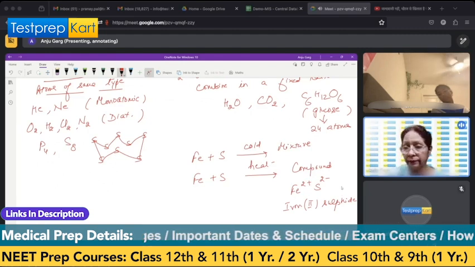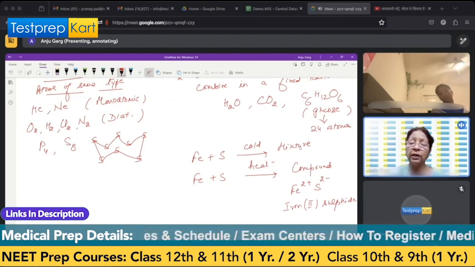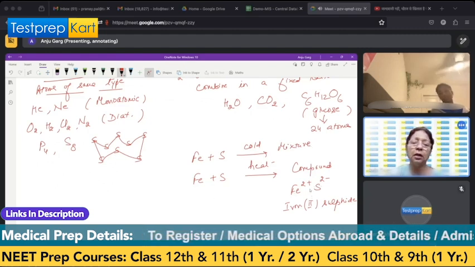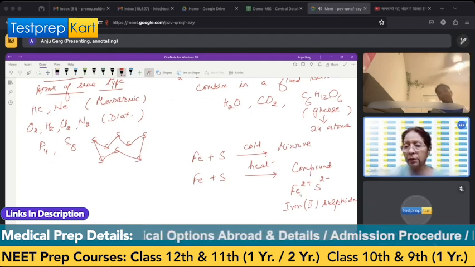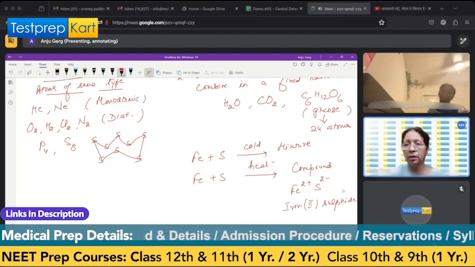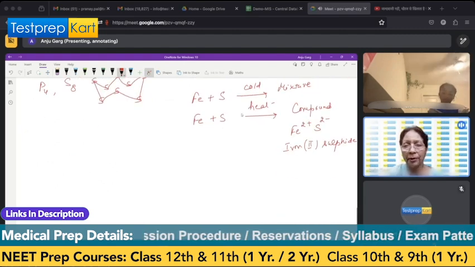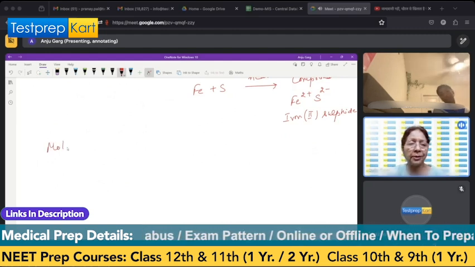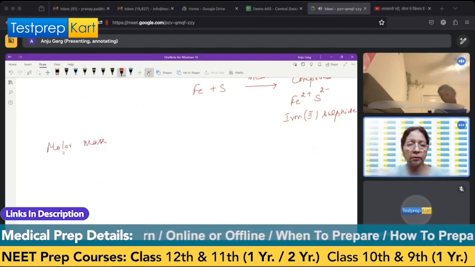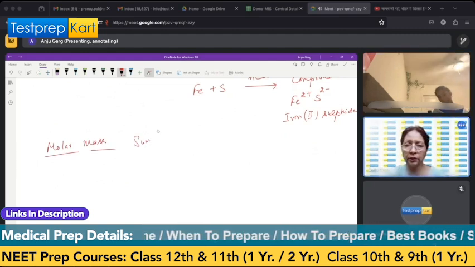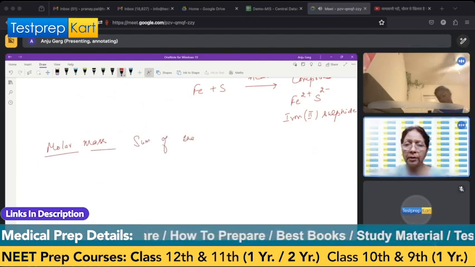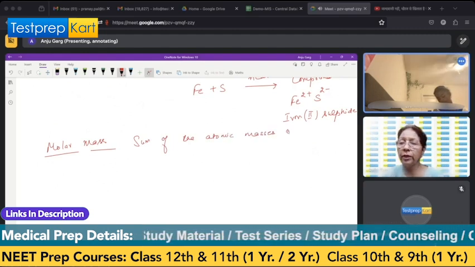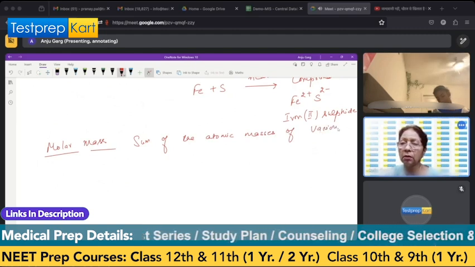A compound cannot be converted back into the constituents, and the properties will entirely change. In a mixture, both the components retain their properties. In a compound, Fe is no longer Fe, it is Fe2+. It will not be magnetic. Sulfur has gone into S2-. So completely it will have lost its properties. Like elements had atomic masses, compounds will have molar masses. So molar mass is the sum of the atomic masses of various elements present in the molecule.